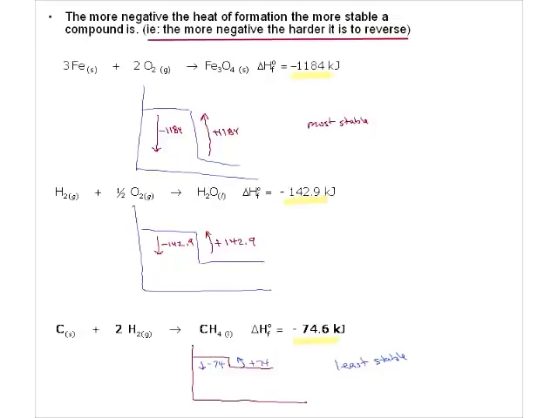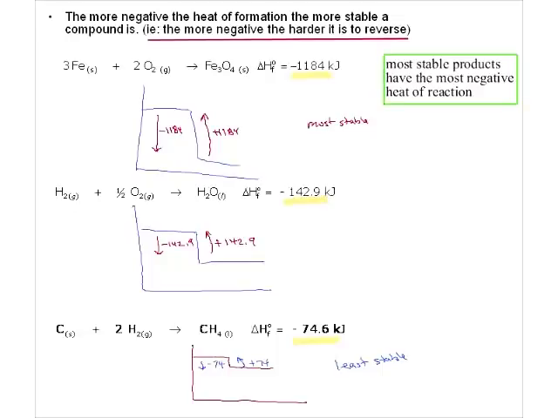So I'm going to put a little note here. Most stable products have the most negative heat of reaction. And again, that's an important point. I've seen multiple choice show up on the public exam where they simply have 3 heats of combustion and ask which one is the most stable, and that would be the one that's got the largest negative value. The most unstable or the most reactive is going to be the one with the smallest negative value or the positive value. There we go.